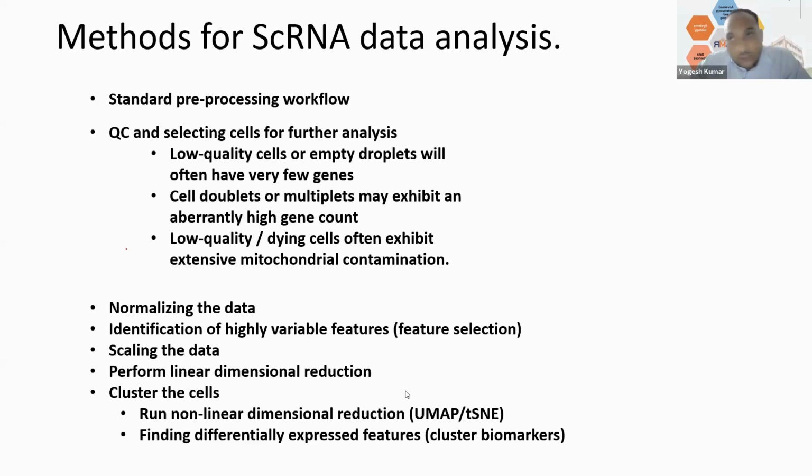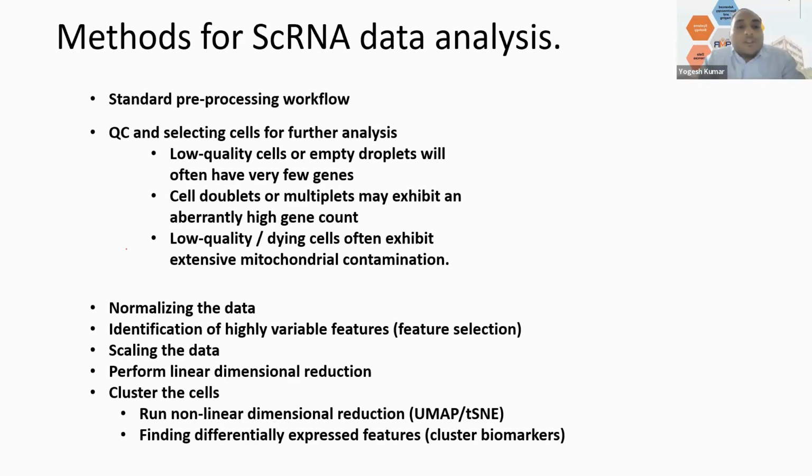Then you have to perform linear dimension reduction, because you have seen that when you do the bulk RNA sequencing, you get 20,000 or 30,000 genes. If you have seen the bulk RNA sequencing matrix, you have gene names in the row and samples in the column, or vice versa. So if you have bulk RNA sequence, it's quite easy to fit that in 2 dimensions. If you have 2 samples, you can fit it in 2 dimensions. If you have 3 samples, you can fit it in 3 dimensions. But in single cell sequencing, you sequence 10,000 cells with 25,000 genes.